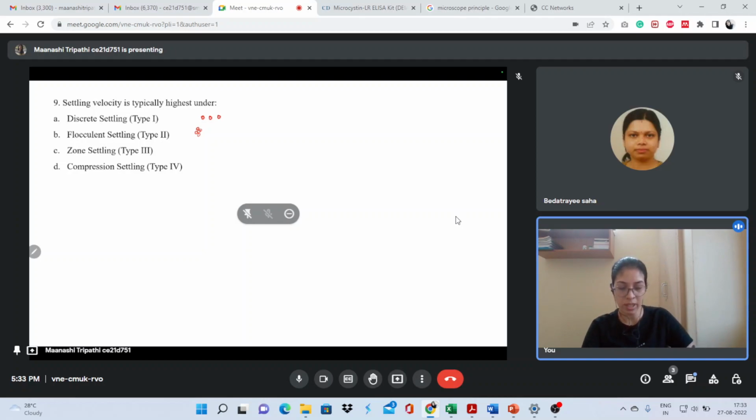In zone settling, particles affect each other. One particle will settle, and it will take care of other particles as well. All things will settle in zones. This is one zone, this is second zone, third zone, like this they will settle. In compression settling, the concentration is so high that the upper particles will settle down the lower particles as well. This happens when the concentration is so high. So settling velocity will be highest in which case?